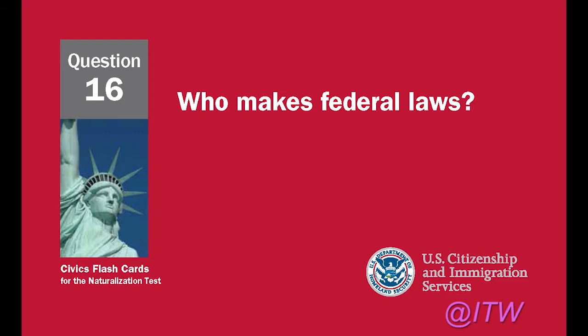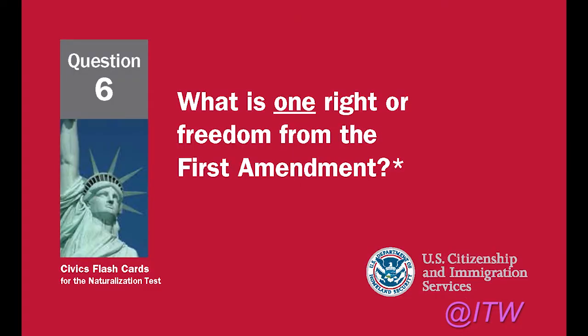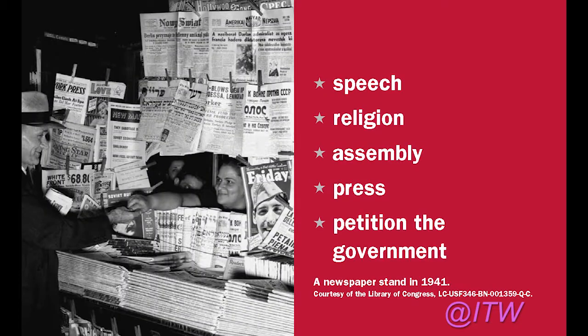Who makes federal laws? Congress. Senate and House of Representatives. U.S. or national legislature. What is one right or freedom from the First Amendment? Speech. Religion. Assembly. Press. Petition the government.